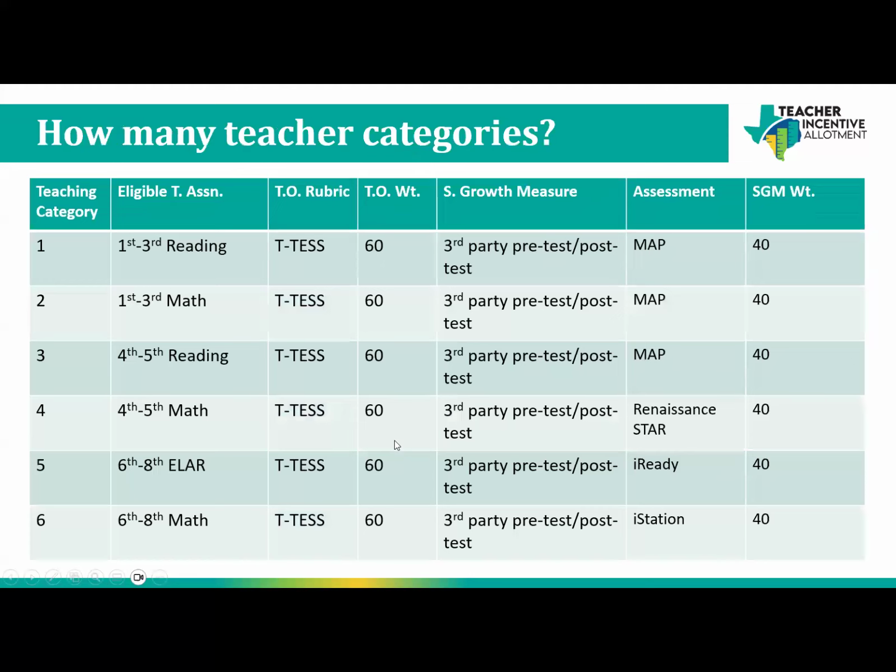Tell me, how many should there be? So this district turned in an application. They had 6 categories. This one I want you to do on your own. I'm going to do a poll. So they have first through third reading, all the way down through sixth through eighth math. You can see what rubric they're using at what weight. You can see what assessment they're using at what weight. How many teaching categories should this be? And I'll give you a hint. It's not 6. So give her a second, read it, think about it. How many teaching categories should this be?